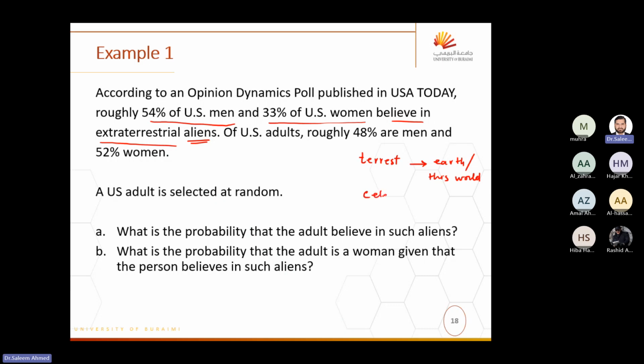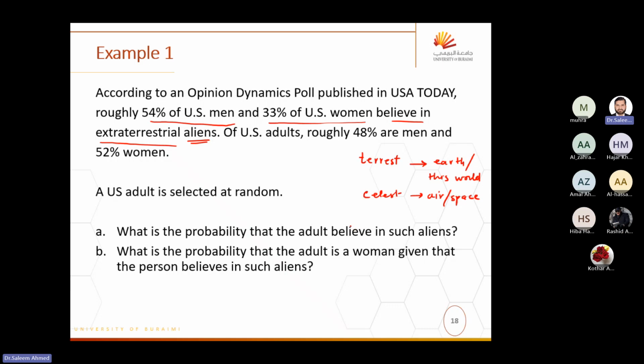And celeste is used for not from here, meaning skies, right? Space, air or space or whatever you say, okay? A celestial object is not on the earth, it's above the horizon, right? So when they say extraterrestrial, extraterrestrial means not from our world, not from this earth. So there may be some aliens which are not from our world. Sometimes they show these aliens in movies, right? So according to a survey, 54% of the men believe that there are aliens and 33% of women believe that there are aliens.